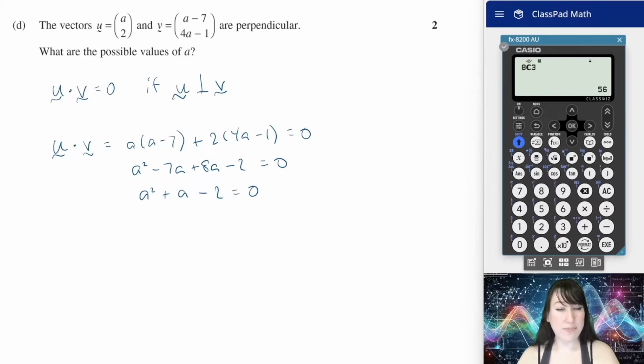So it's quadratic. Let's factorize. So a could be negative 2 or positive 1.